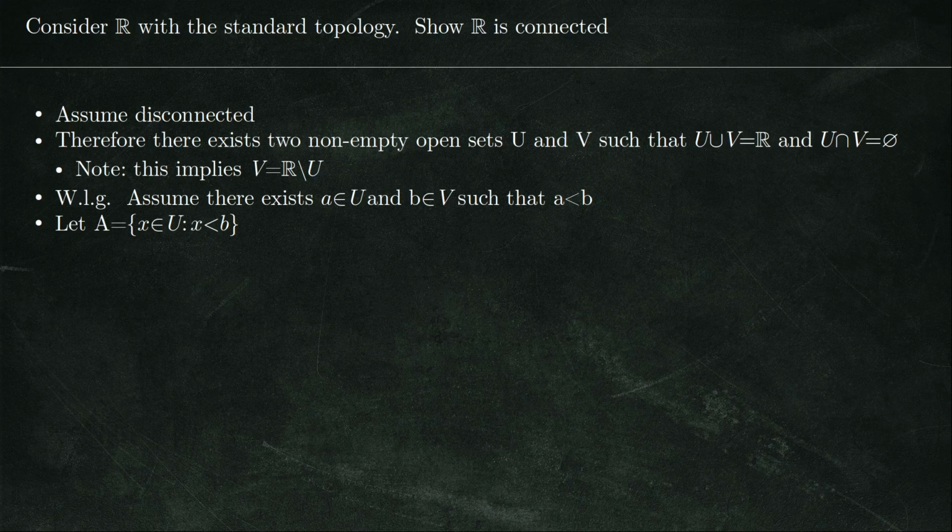Now we let A be the subset of all points in U that are less than b. Then let c be the supremum of A, so that's the smallest upper bound. And recall that if we have an open interval, then the supremum of (0, 1) is 1. It wouldn't be something like 0.999.